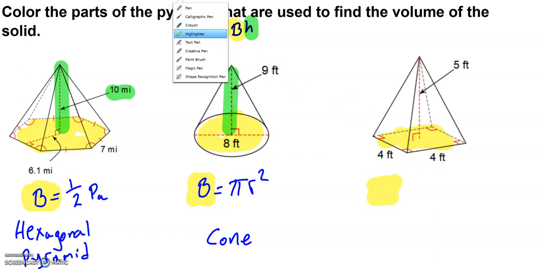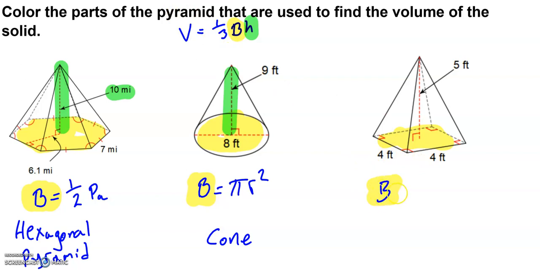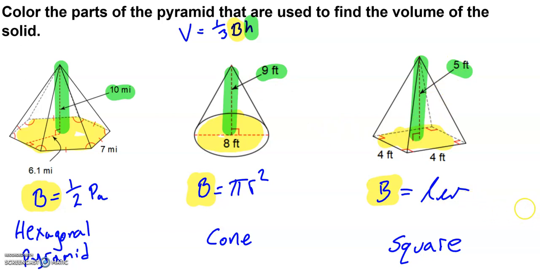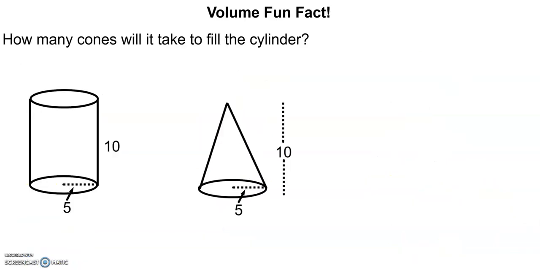And then our last one, when we find the base, is right here. I notice that all the sides are the same, so we're just going to do length times width. It is a square. And we need to know the height, and the height is the distance between the apex of the pyramid and the base of the pyramid. So boom. There we go. And that is what we're going to do when we get into class tomorrow. We will find the volume of these pyramids by using our formula and identifying those parts.